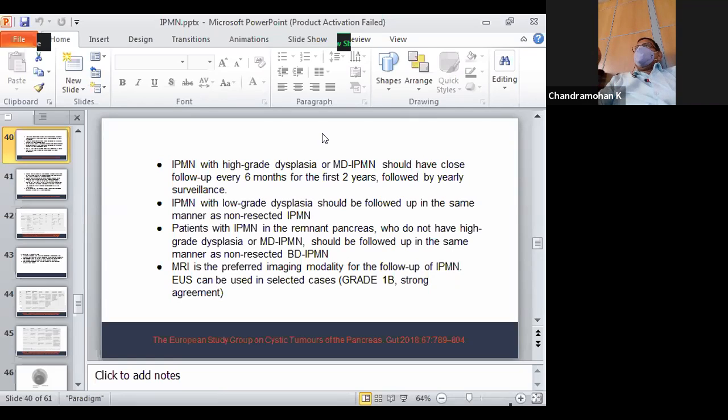If you do Whipple's, I think a significant number of patients will die. That is another thing. Even if mortality is 1%, I think 1 out of 100 is going to die.